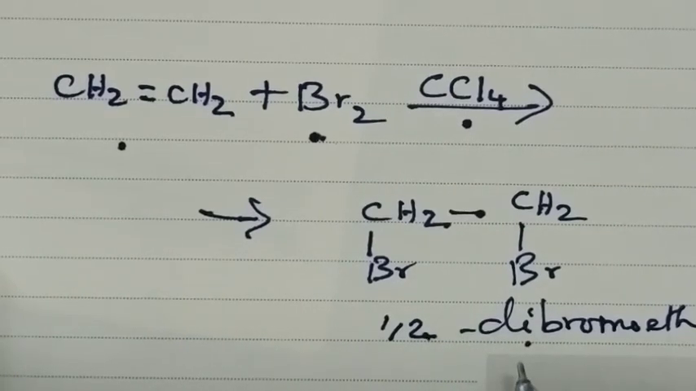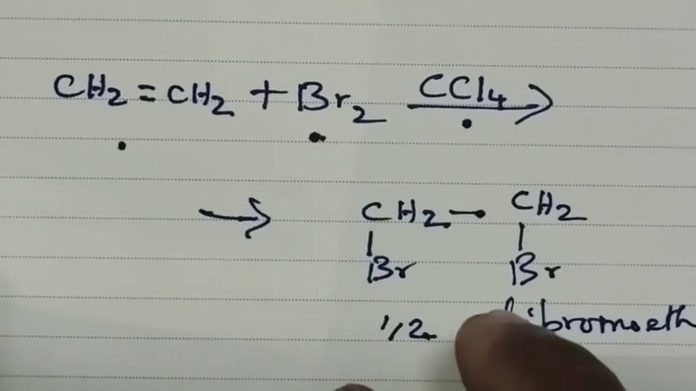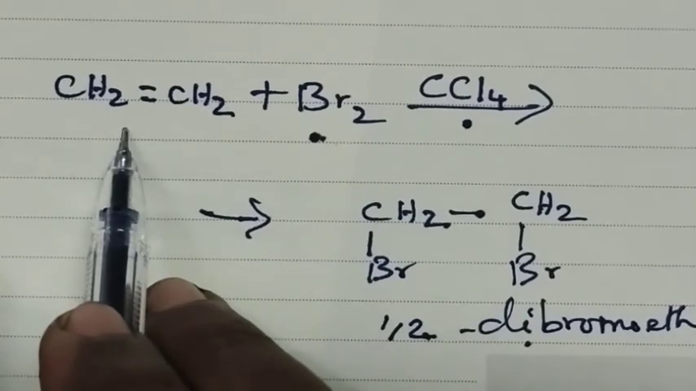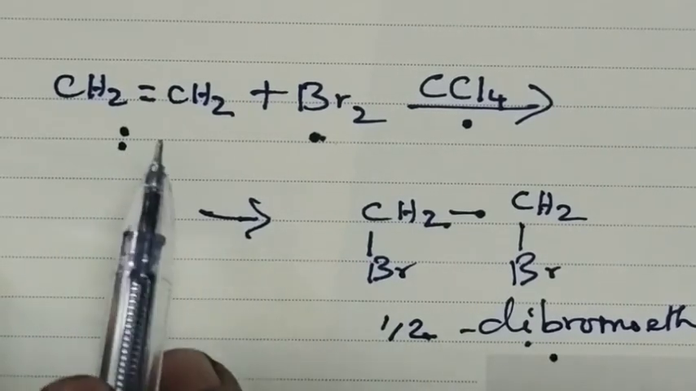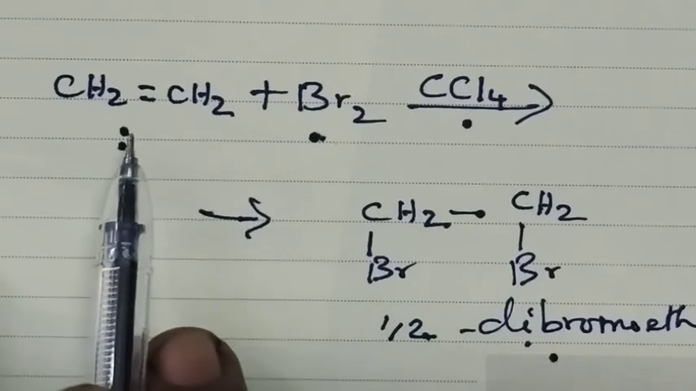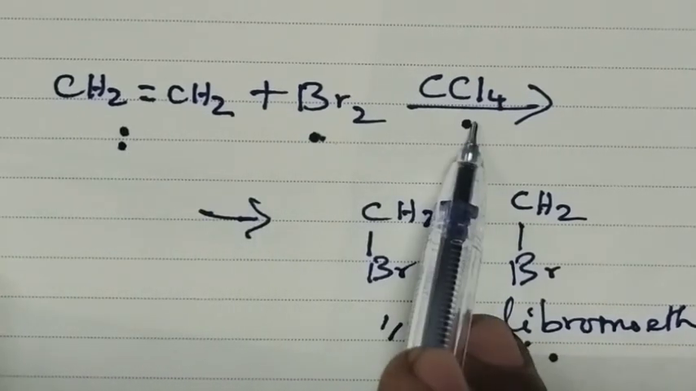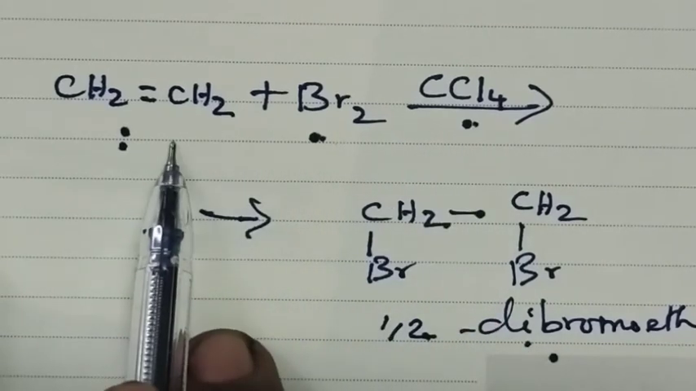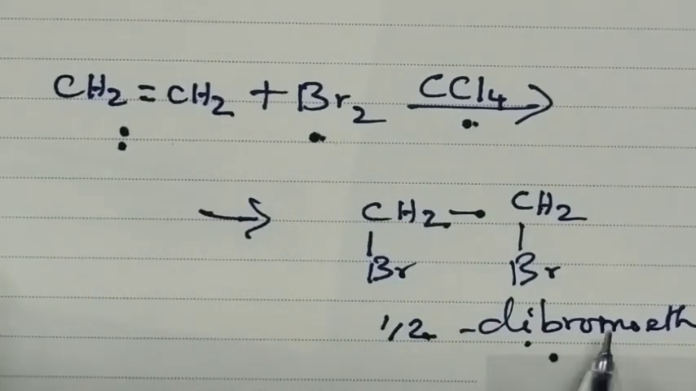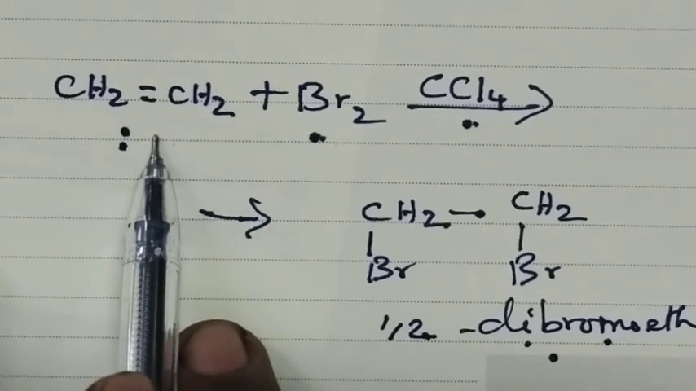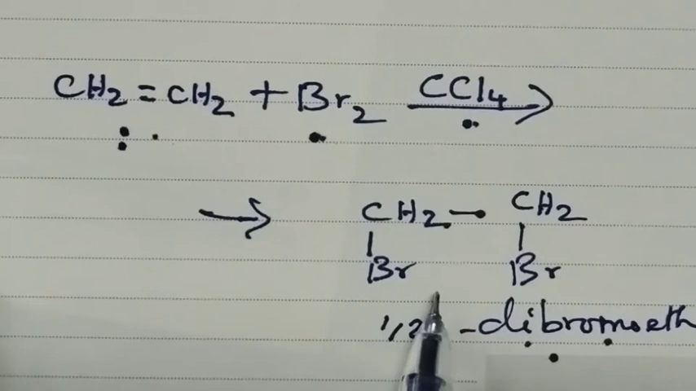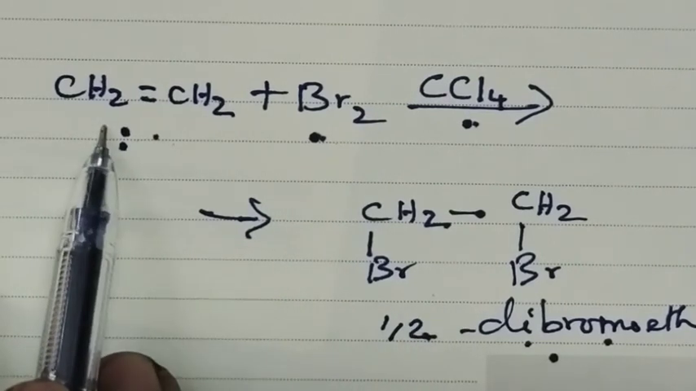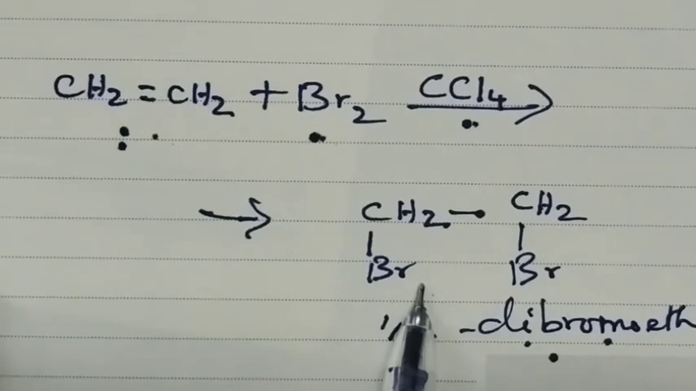Actually, this is the test for a double bonded compound. The reddish brown color now becomes colorless. How will you identify? Add bromine to an alkene in the presence of carbon tetrachloride. If the reddish brown color becomes colorless, the given compound is an alkene. So, this is a test for alkene, that is a double bonded compound, and also another method for the preparation of halo compounds, that is conversion of alkene to alkyl halide.